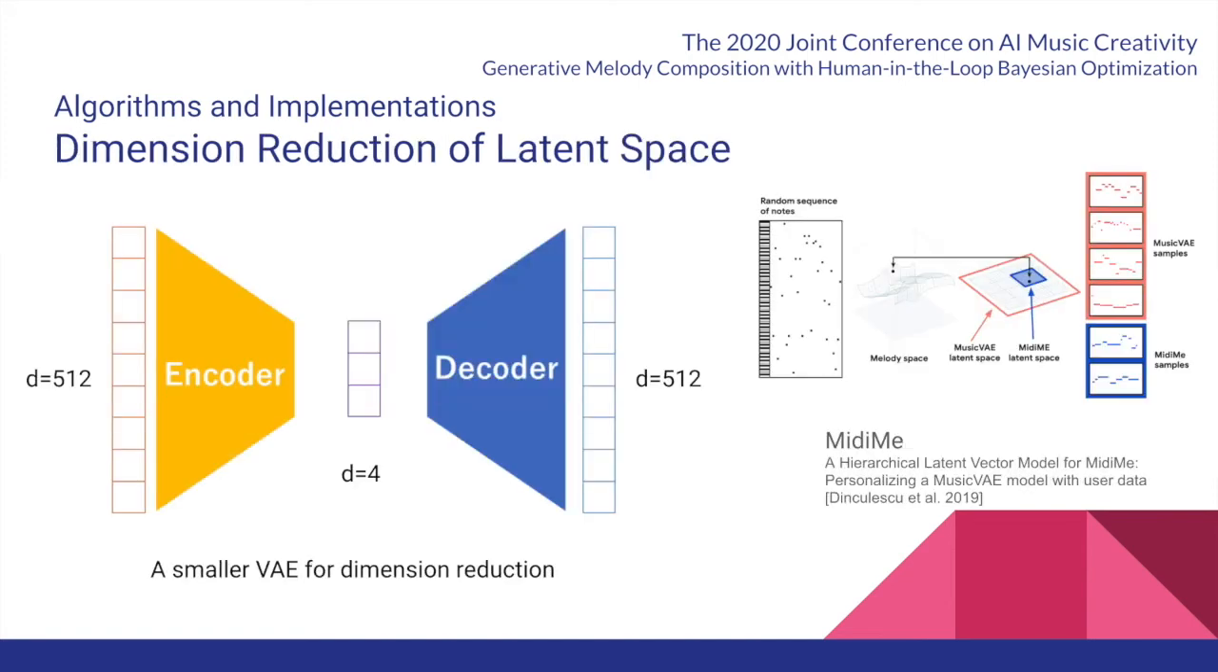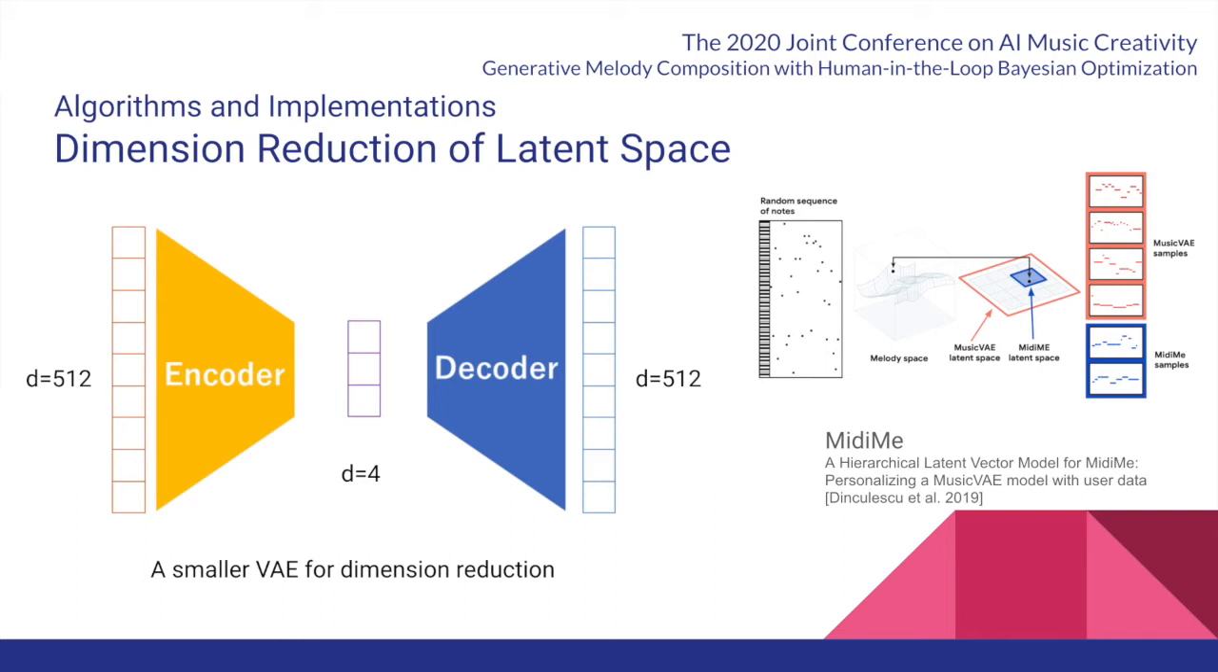Thus, we have the dimension reduction in our system. We tested several techniques for this purpose, including principal component analysis, autoencoders, and variational autoencoders. We found that variational autoencoders work well in terms of minimizing the reconstruction errors and generating convincing and various melodies.